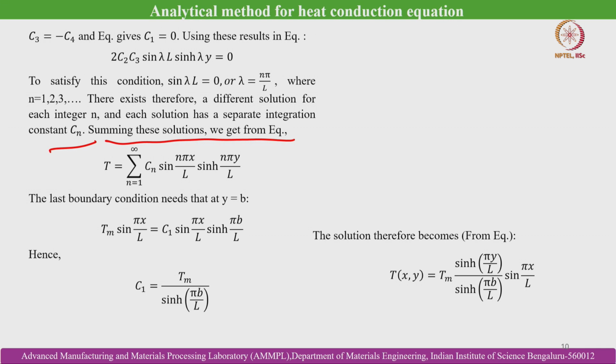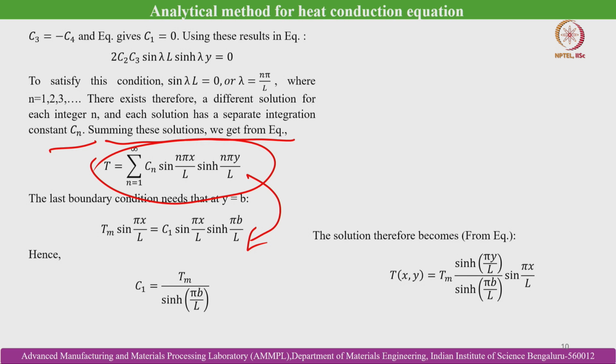The last boundary condition is at y is equal to b. Now we have evaluated the value of temperature using the other boundary conditions, that is at x is equal to 0, at x is equal to L, and at y is equal to 0. If we consider the value of n is equal to 1, from this expression we can arrive at this expression. Then it will become C 1 sin pi x by L sin hyperbolic pi y by L.